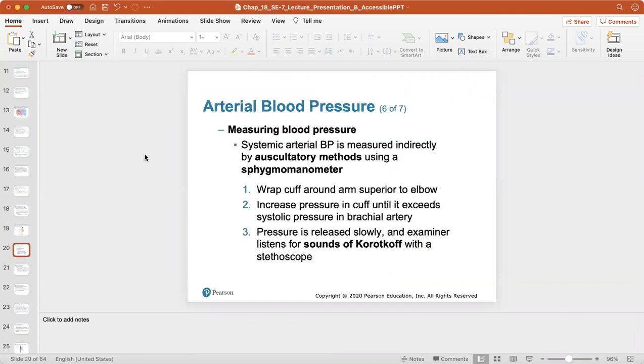Measuring blood pressure: systemic arterial blood pressure is measured indirectly by what we call an auscultatory method, using a sphygmomanometer. You can say that 10 times fast. Many of you probably know how to do this if you're some sort of medical assistant or have any sort of background already in health. You wrap the cuff around the arm superior to the elbow, and then you increase the pressure in the cuff until it exceeds systolic pressure in the brachial artery, and then it closes it off. Then the pressure is released slowly as the examiner listens for the sounds of Korotkoff with a stethoscope.